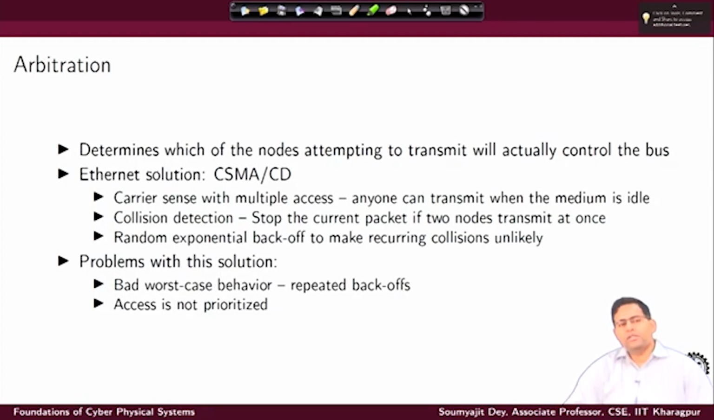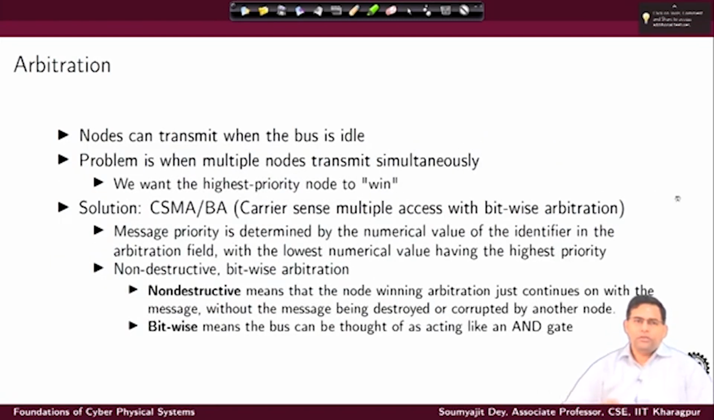Also there is no access priority, so there is no well defined rule, and that was very much the reason why this problem happened, because there is no well defined rule which says that when two parties are trying to transmit, who exactly can, because in this case both of them can. So nodes can transmit when the bus is idle, and the problem, like we said, happens when multiple nodes transmit simultaneously, and what we really want is priority based arbitration, and the node with the highest priority should win, right?